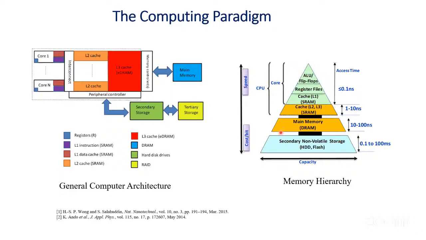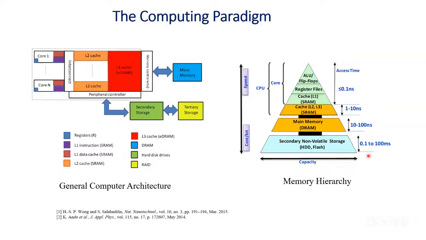And then the main memory is also part of the hierarchy. L3 is embedded DRAM, L2 is SRAM, and then we have the main memory. Main memory is DRAM, and then we have the secondary storage. You can see the access time is increasing as we move downwards. L2 and L3 have an access time of 1 to 10 nanoseconds, the main memory has an access time of 10 to 100 nanoseconds, and typically the secondary storage has an access time of 0.1 to 100 milliseconds.